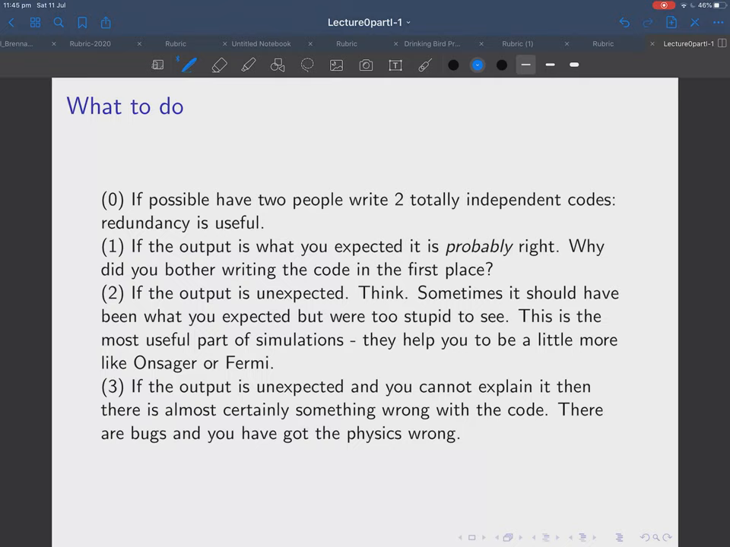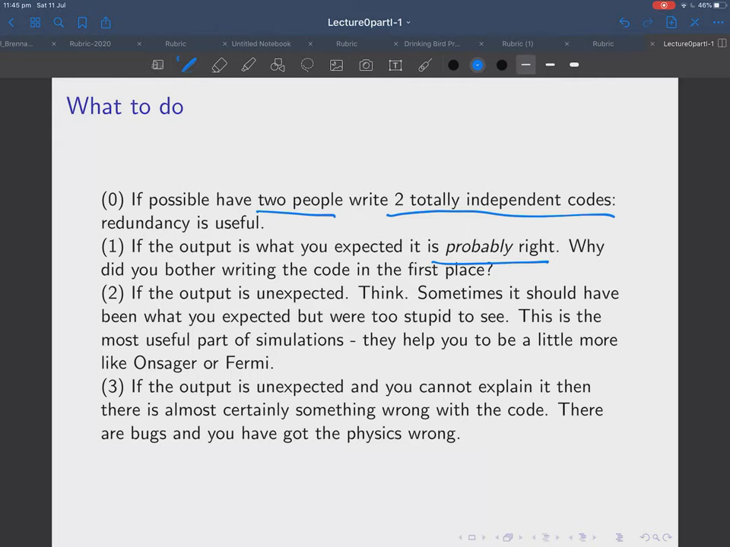Well, there are certain things you can do to make things reliable. This is for any computer code, obviously, but for the ones in statistical physics where it's really complicated, you really have to be careful. So what you do, if you can, is to get two people independently to write two completely independent codes, maybe using different methods or different languages, and see if they produce the same results. If they don't, you have to ask yourself why. If the output you get from your program is what you expected, it's probably right. But in that case, why did you bother writing the code in the first place if you just got the output you expected? What have you learned?